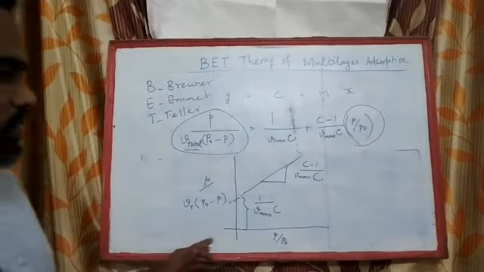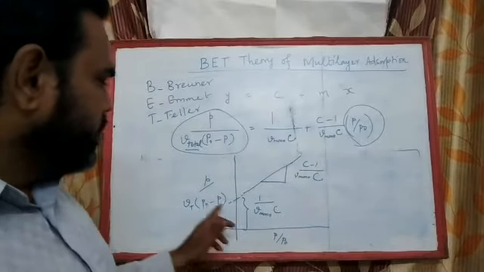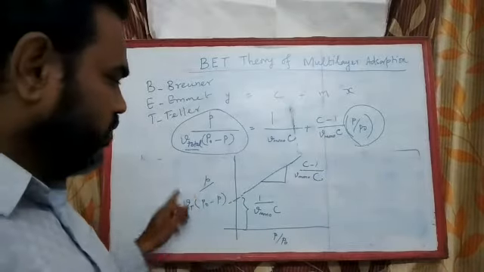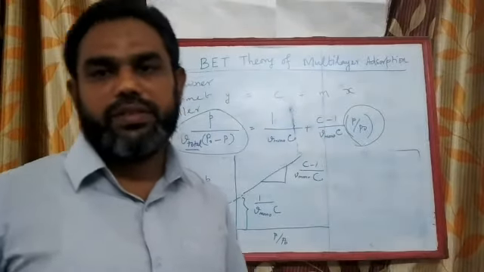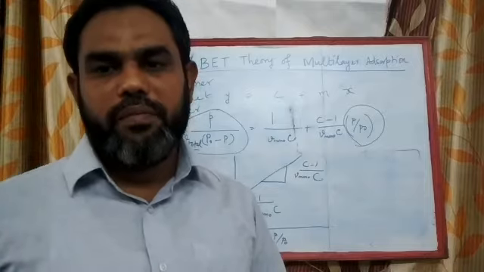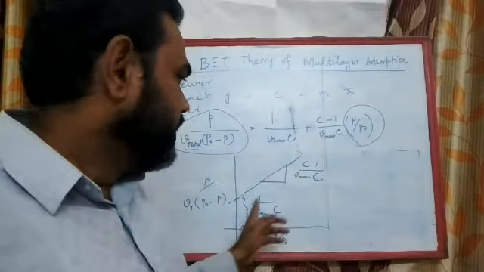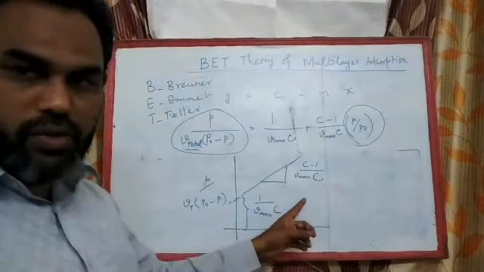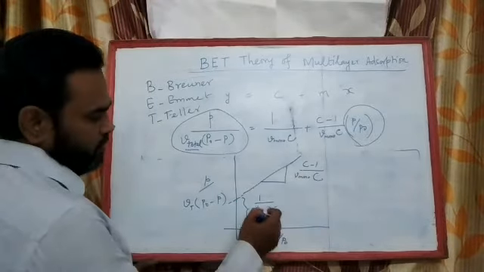Okay. So this linearity between P by P0 and P by V total into P0 minus P proves that the BET equation is obeyed, the multimolecular layer obeys the BET equation, or you can say BET equation is verified by this linearity. Okay. And also from the slope and intercept value you can calculate this V mono.